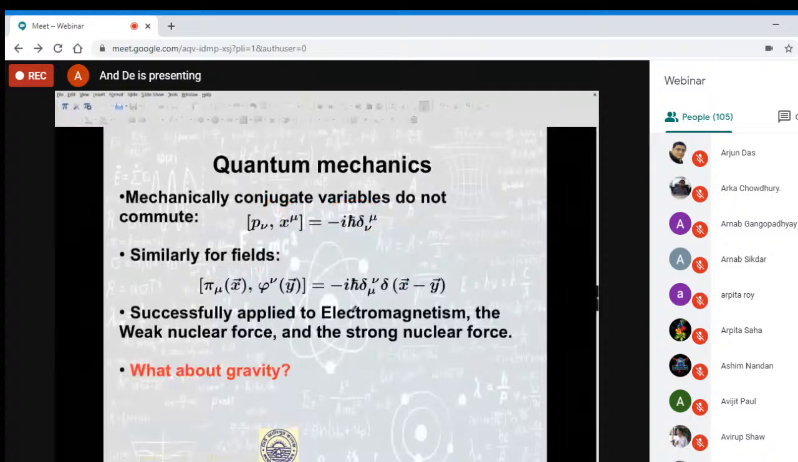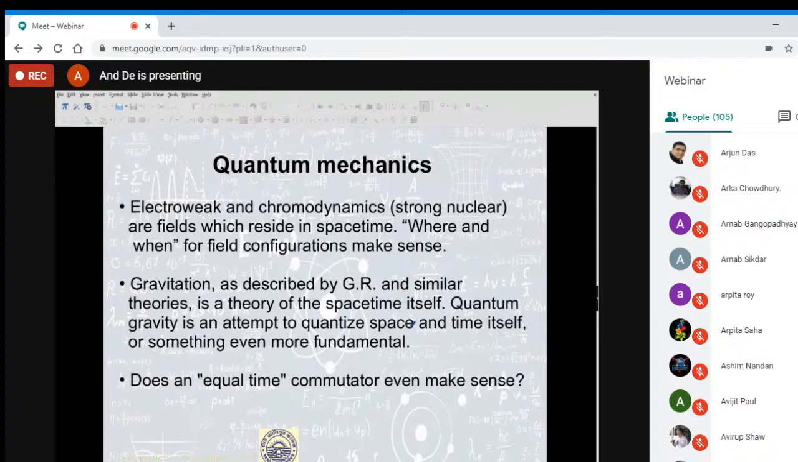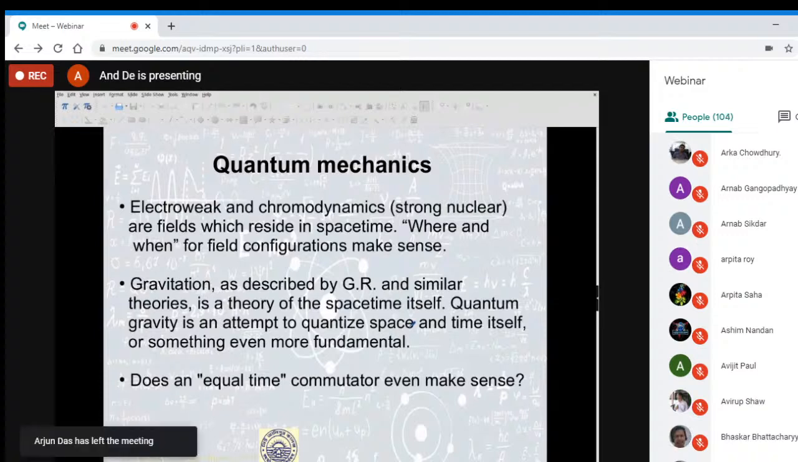What I didn't mention here: electromagnetism is here, weak nuclear is here, strong nuclear, that's chromodynamics, is here. What about gravity? Gravity, as we said, is not a conventional force, if you believe in the paradigm of general relativity.